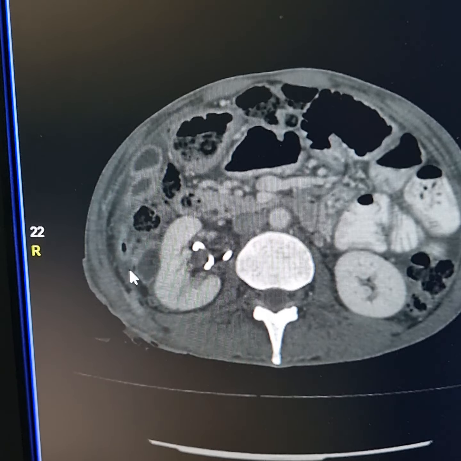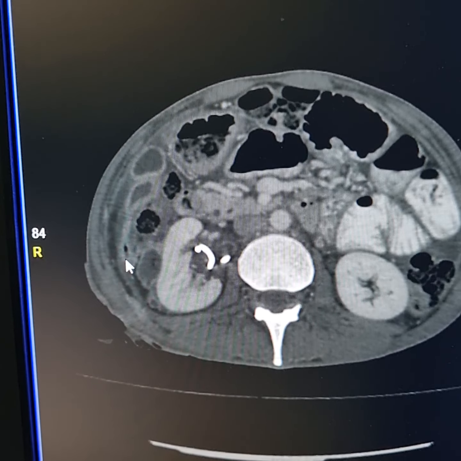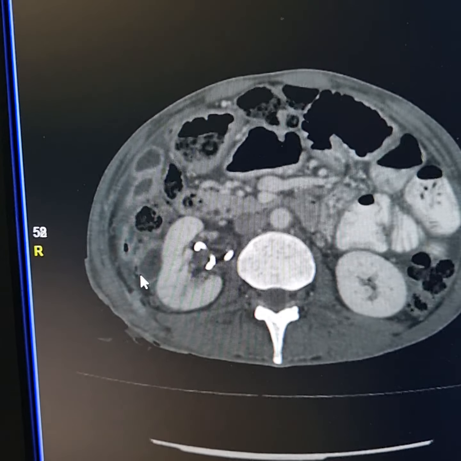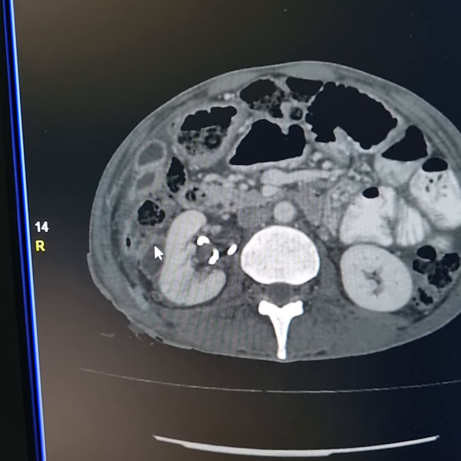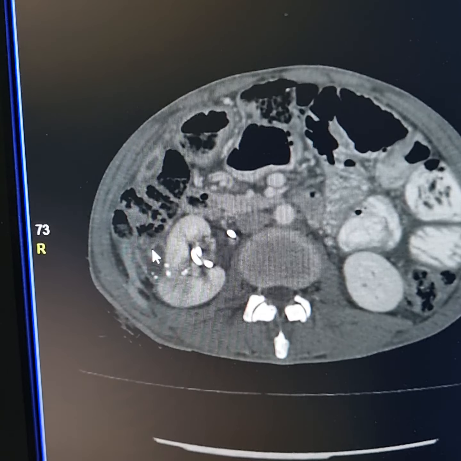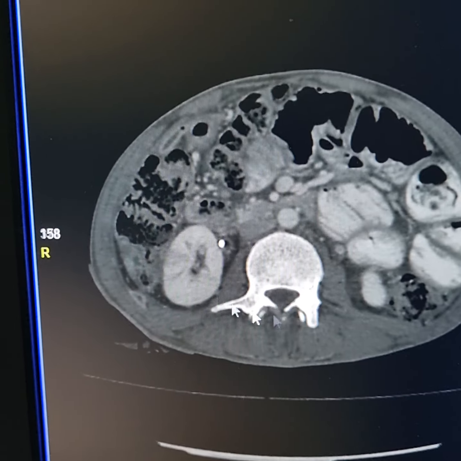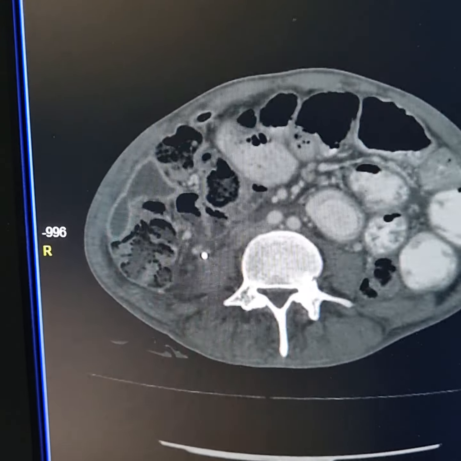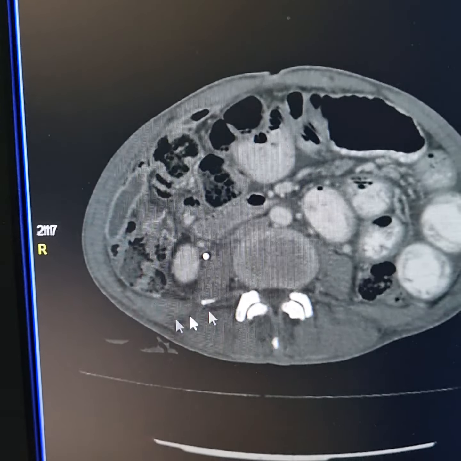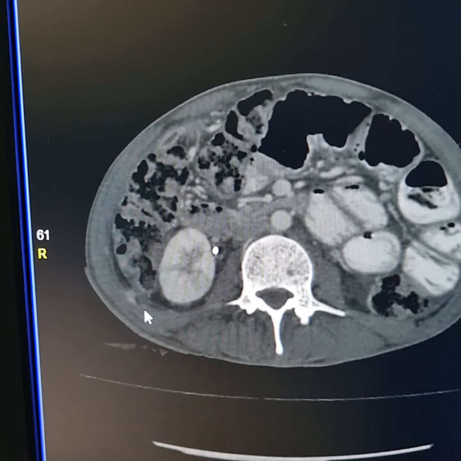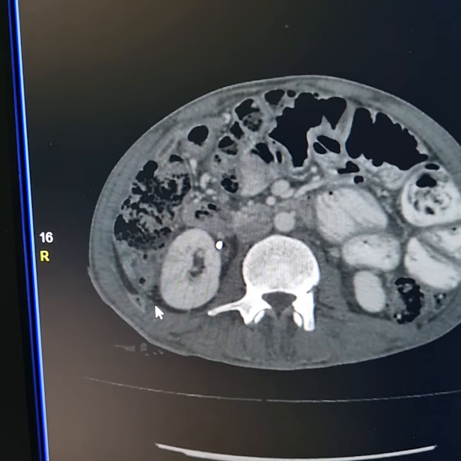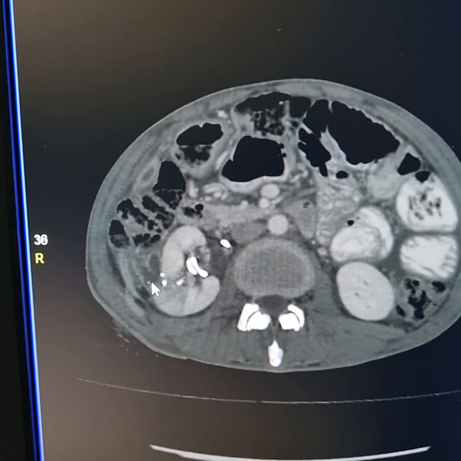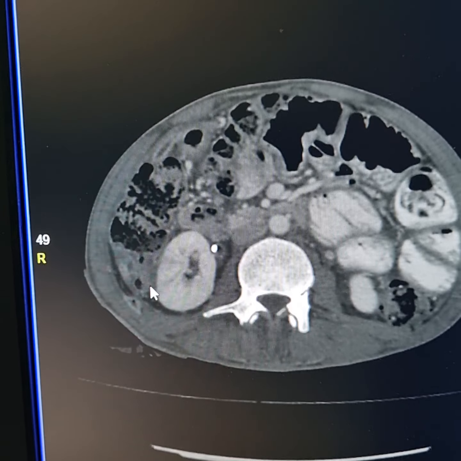Now air lucencies are present in these abscess loculations. So its communication with the ascending colon cannot be excluded. The other possibility could be that it is a gram-negative abscess giving rise to the cystic lucencies, but considering the previous history of trauma during the surgical procedure, the likelihood is that there is communication of the abscesses with the ascending colon.